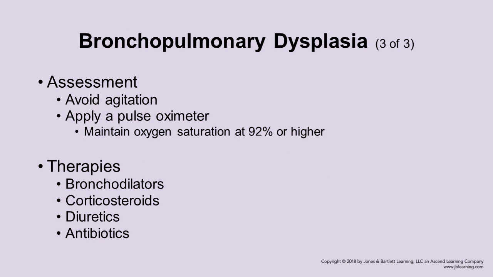Assessing the child with bronchopulmonary dysplasia follows the same pattern as before. We always want to make sure we avoid agitation, allow them to be comfortable, and then monitor their pulse oximeter and see what their oxygen saturations are.